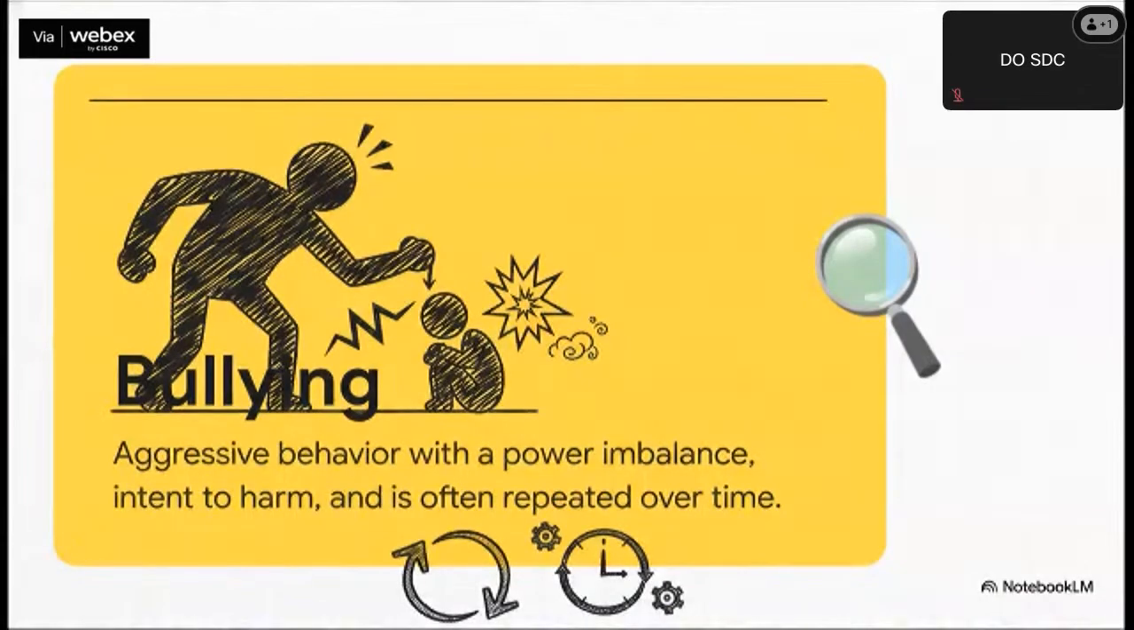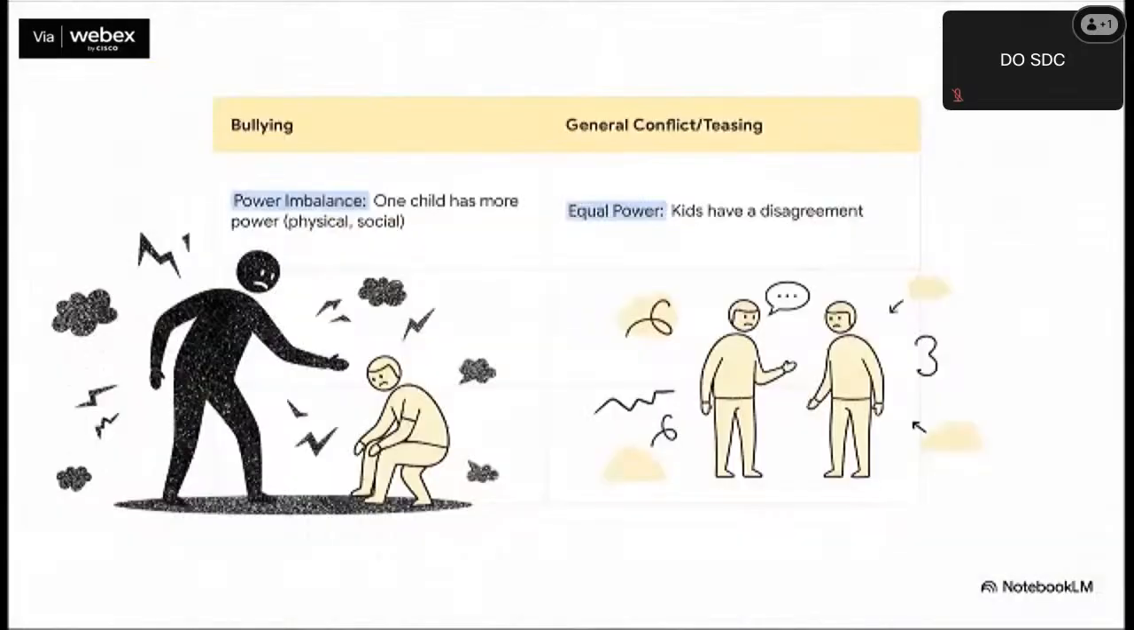It has to have a power imbalance, there has to be a clear intent to cause harm, and, this is a big one, it's usually not a one-time thing. It's repeated. And seeing it side by side like this makes it so clear.